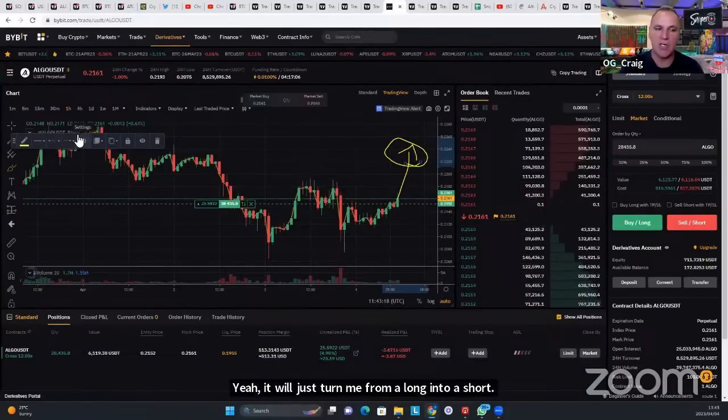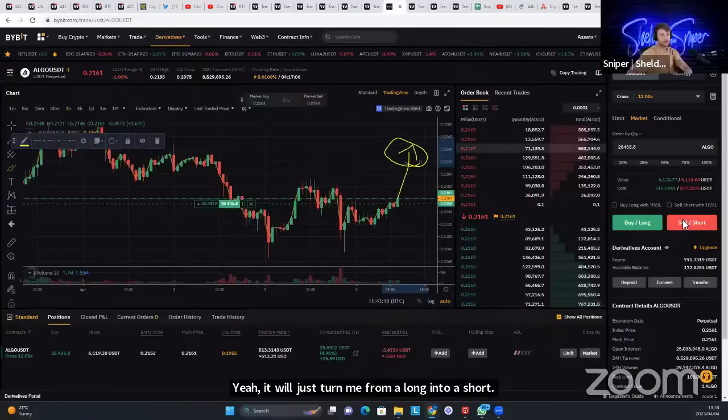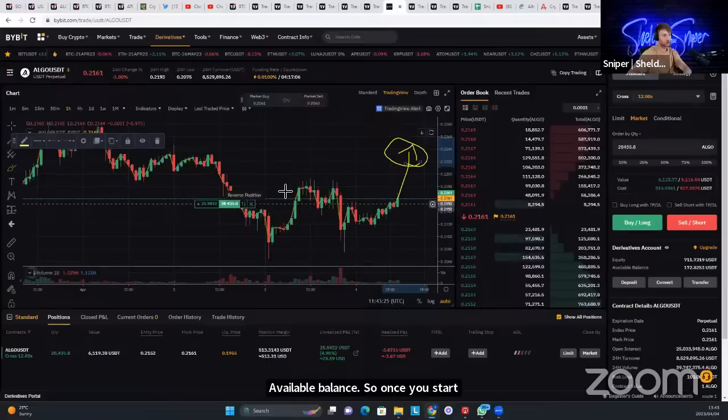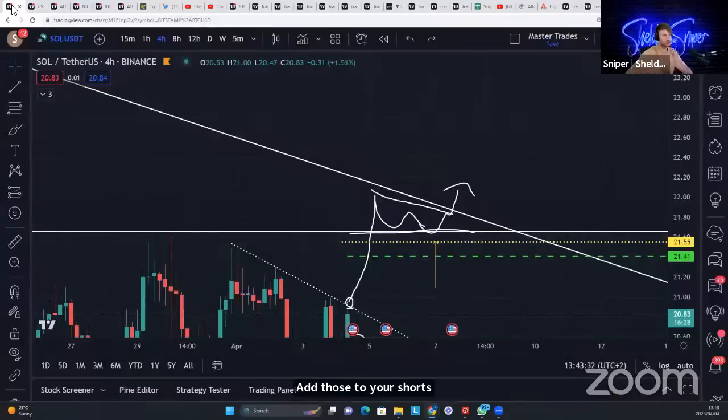Likewise, if you're in a loss, it'll take your loss and it doesn't use this money over here, your available balance. So once you've changed this into a short, and now you're in a short and you've put your stop loss in, you can now go add this to your short. Yeah. It's very powerful when used right.